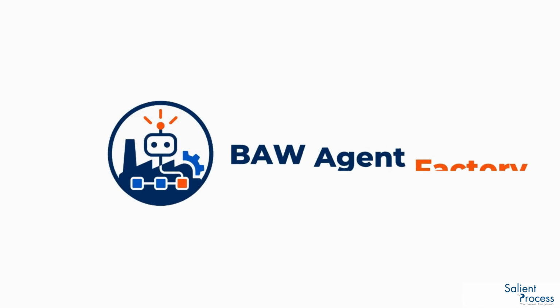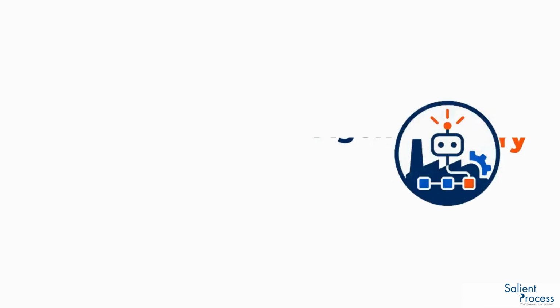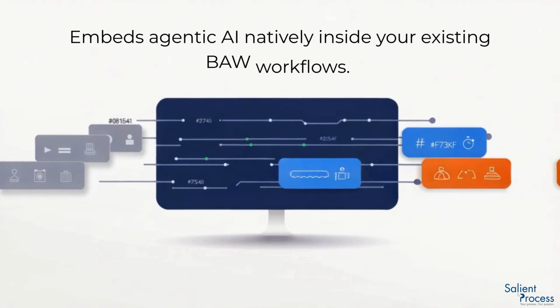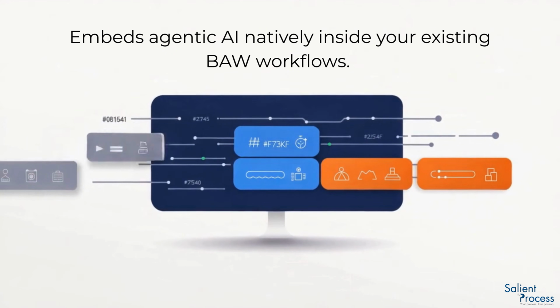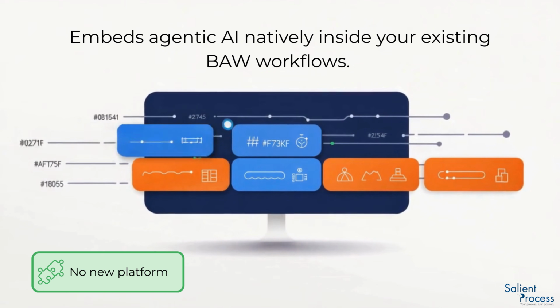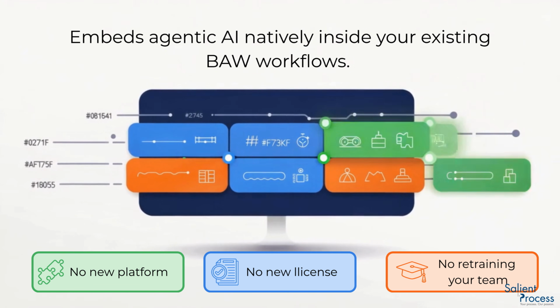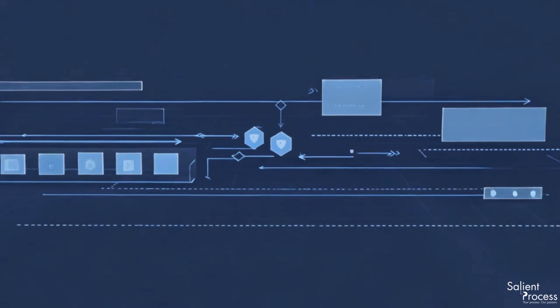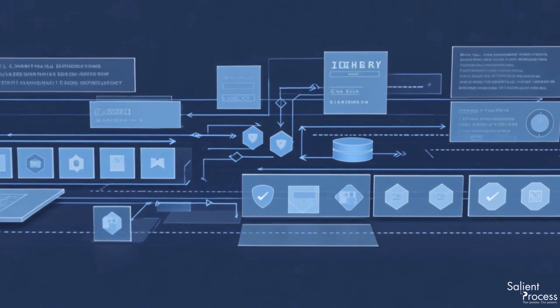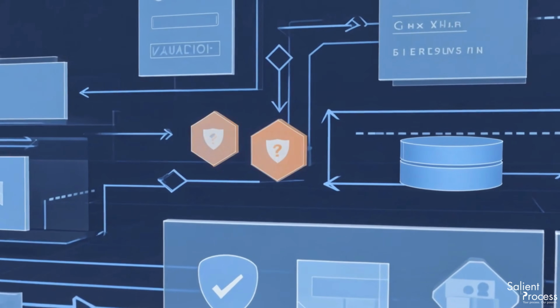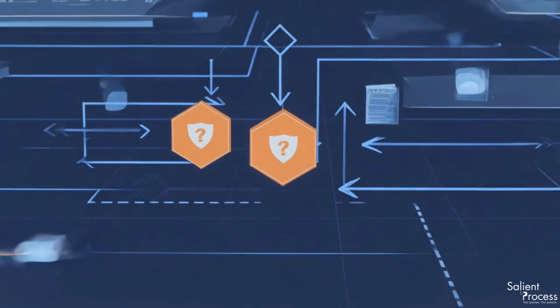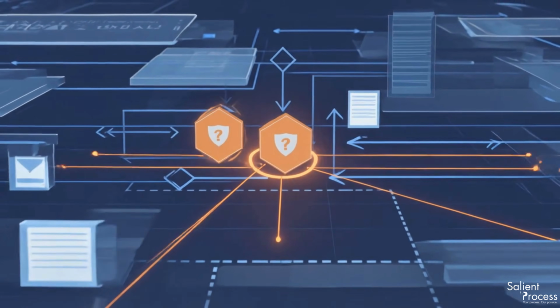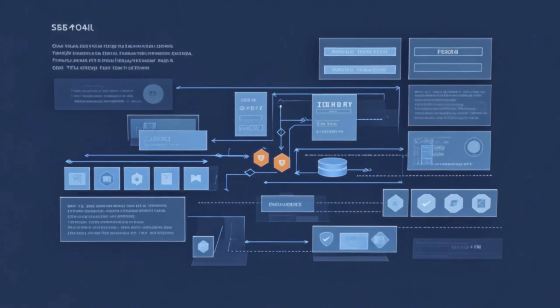Salient Process's BAW Agent Factory is a toolkit that embeds agentic AI natively inside your existing BAW workflows. No new platform, no new license, no retraining your team. Developers work in the same environment they always have. Your existing processes, integrations, and compliance rules stay exactly where they are. Agents are added at the decision points where deterministic logic hits its ceiling.